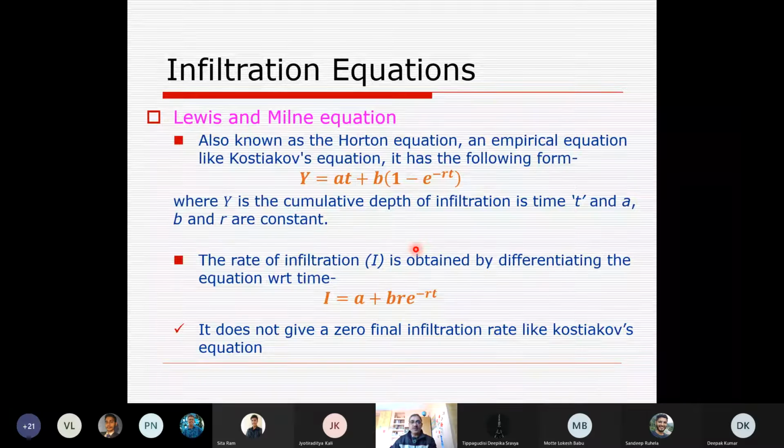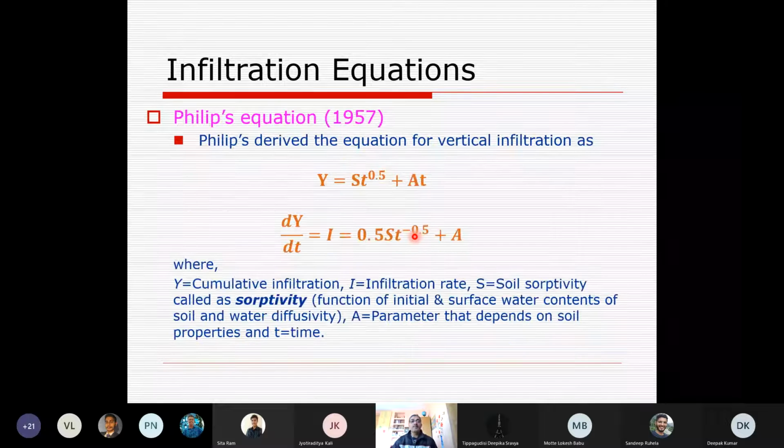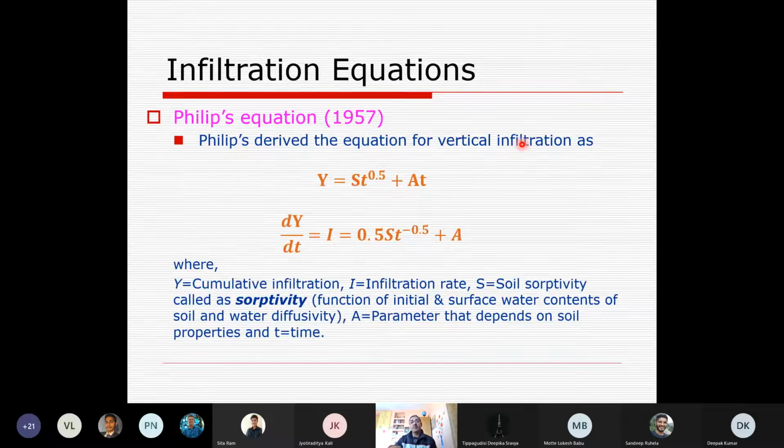Now the next equation which we can use to find out infiltration rate as well as accumulated infiltration is the Philip equation, which was developed in 1957. So Philip derived the equation for vertical infiltration. Vertical means downward, vertical only. Infiltration may be entry from lateral as well, but this condition was developed for vertical entry of water from the surface. And he also related cumulative infiltration, or total amount of infiltrated water in the soil, with respect to time.